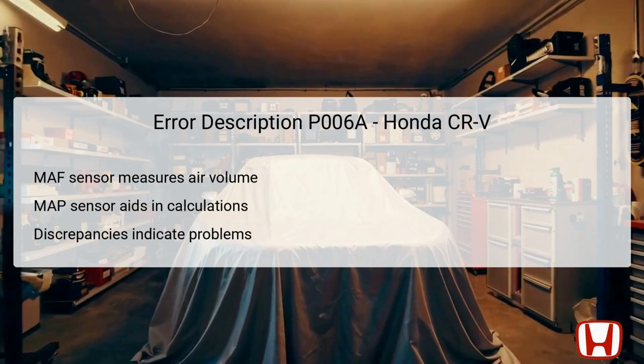If the MAF sensor's reading deviates from what the MAP sensor predicts, the PCM sees this inconsistency as a performance issue. Such discrepancies can arise due to faulty sensors, blockages in air pathways, or damaged fittings. Ensuring that these sensors and the intake air system are functioning correctly is essential for the vehicle's performance.